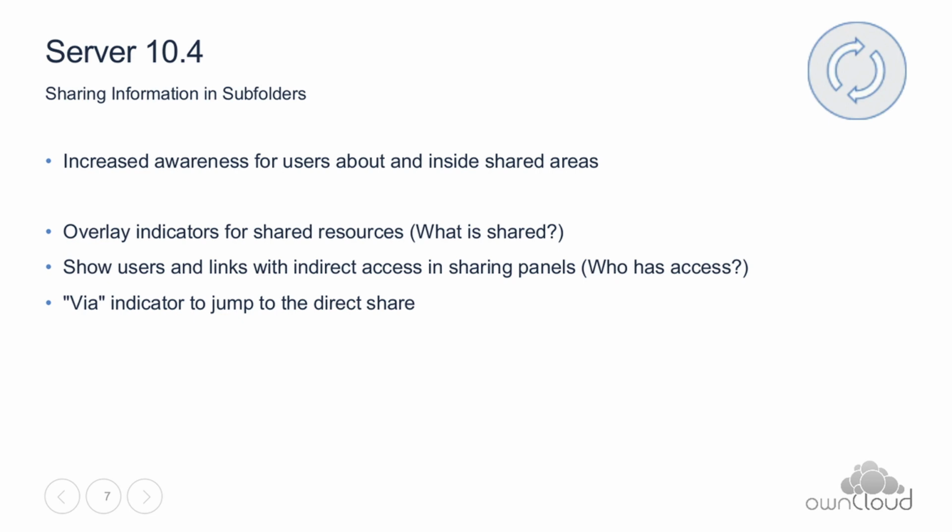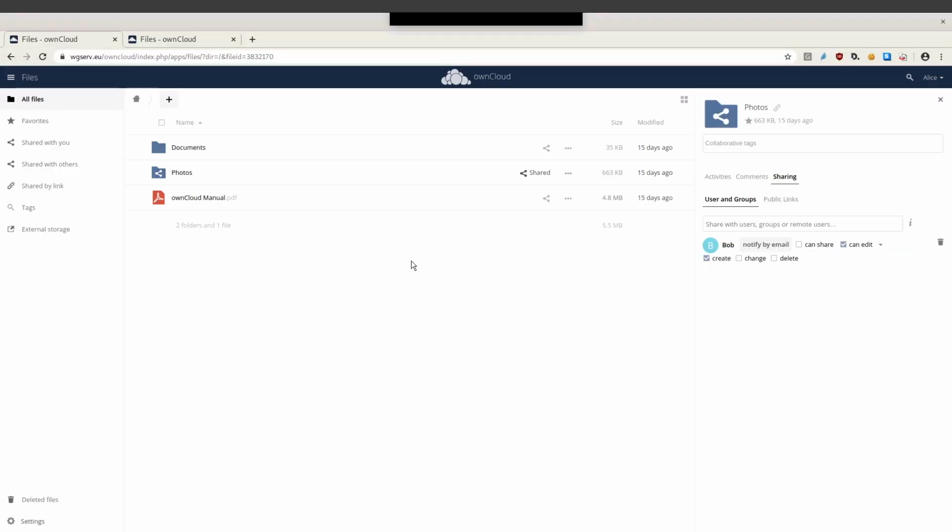And also in that sense, users need to be able to recognize where the actual direct share resides, and for that we added a so-called via indicator. I think it makes most sense if I just show this to you again. So let me share my screen again, and we're right back. We can actually reuse the same scenario. I'm back here in ownCloud 10.3.